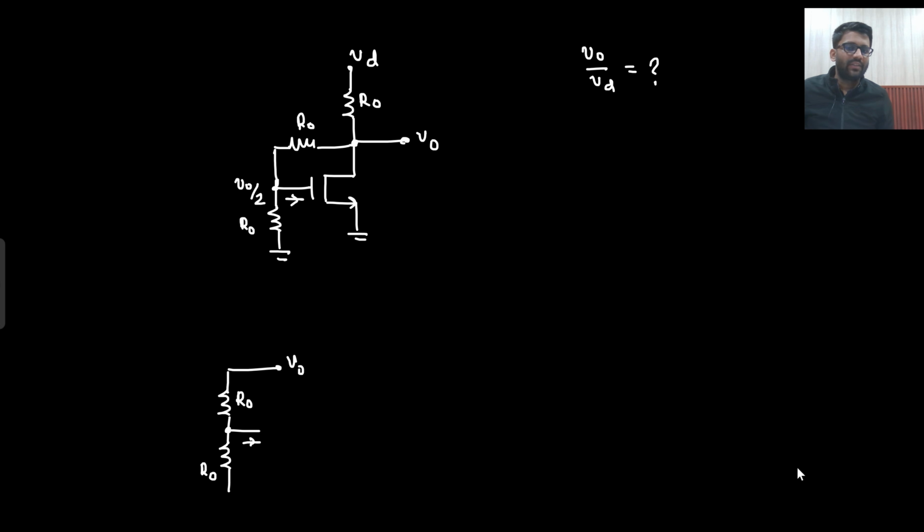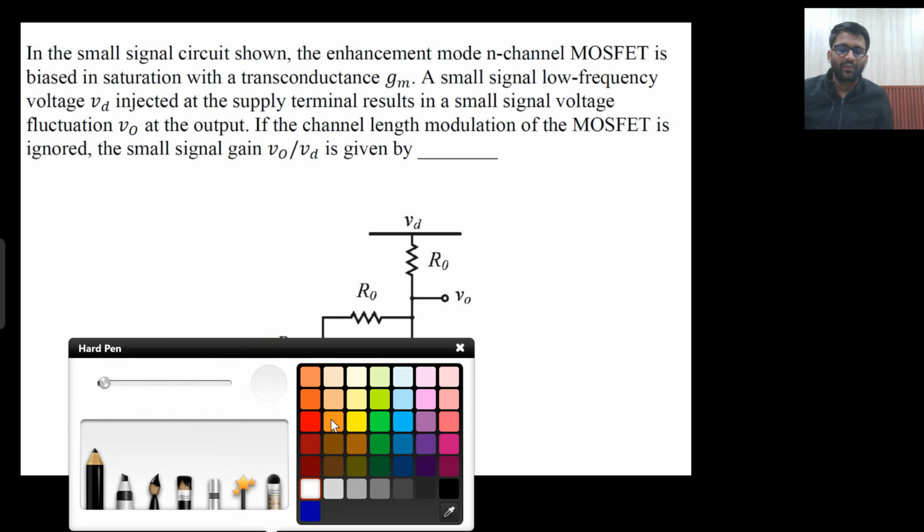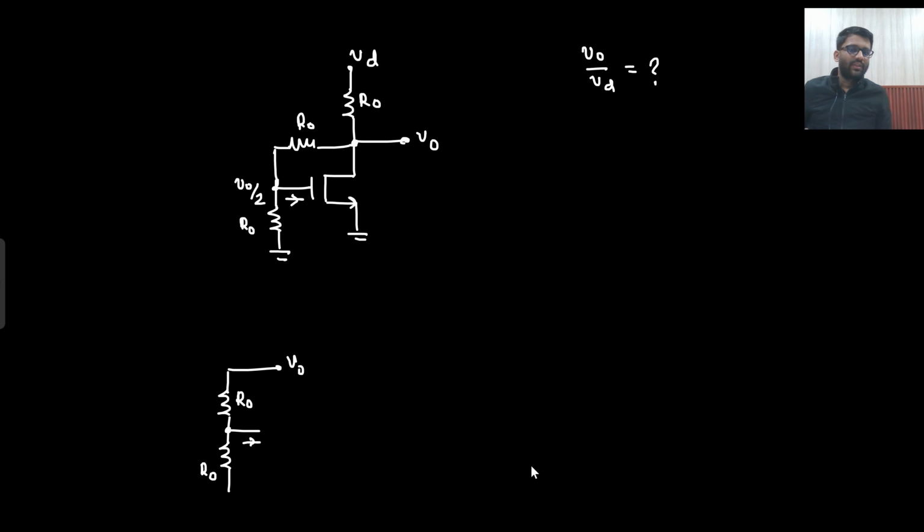If I have done the potential division, they have considered small R naught to be infinity, right? A small signal low frequency VD voltage is supplied, and the channel length modulation of the MOSFET is ignored. What does that mean? R naught is equal to infinity, so R naught is not there. So basically, this potential is V naught by 2.